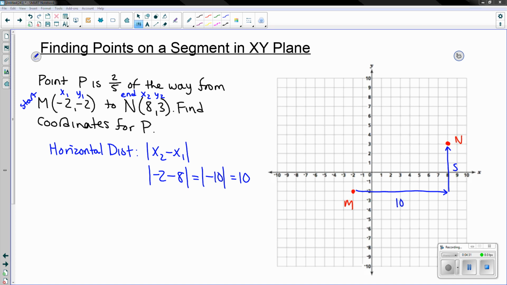So we have horizontal distance traveled. Now vertical distance traveled, we're going to calculate that as well.